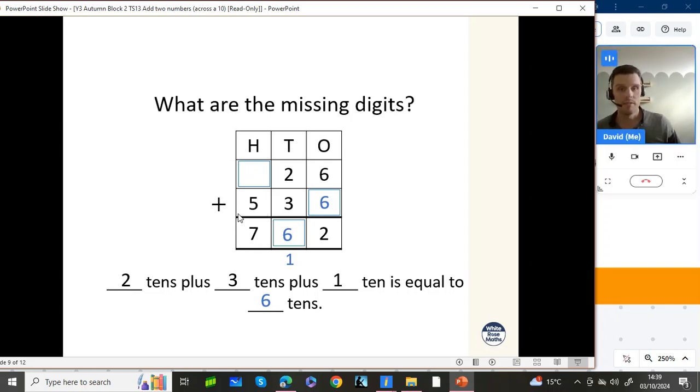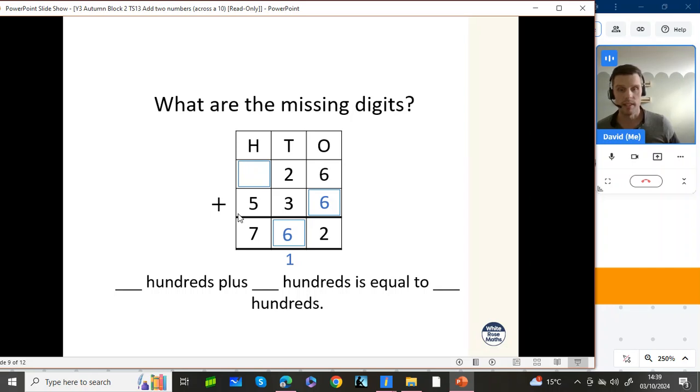Now here, for the hundreds, we've got one of the digits in the hundreds column, the 5. And we know the answer is 7. So again, we're going to put 5 on our head, and we're going to count to 7. 5, 6, 7. This time I've got 2 fingers up. So the answer is 2. 200s plus 500s is equal to 700s.